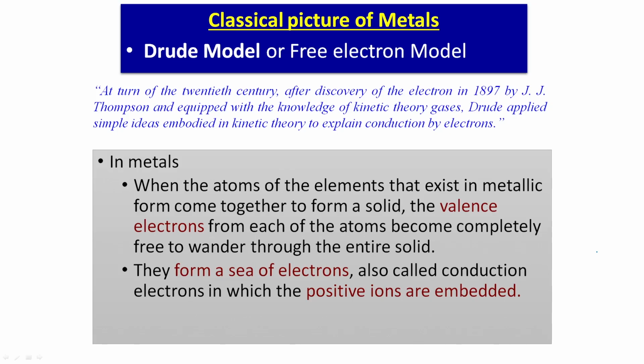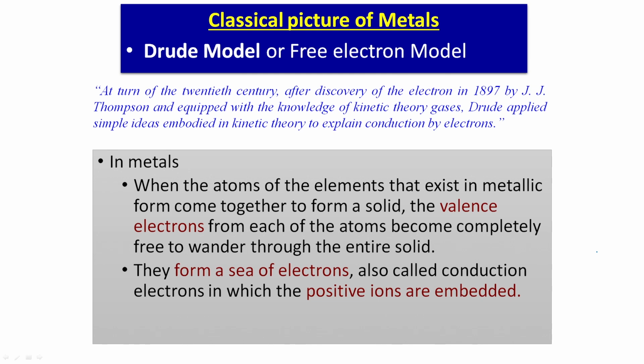So, what is the classical model? At the turn of the 20th century, after the discovery of electrons in 1897 by J. J. Thomson, equipped with the knowledge of the kinetic theory of gases, Drude applied a simple idea embodied in kinetic theory to explain the conduction of electrons. This is, in a nutshell, the classical free electron model. So, Drude applied the kinetic theory of gases given by Maxwell, knowing the electrons are elementary particles.